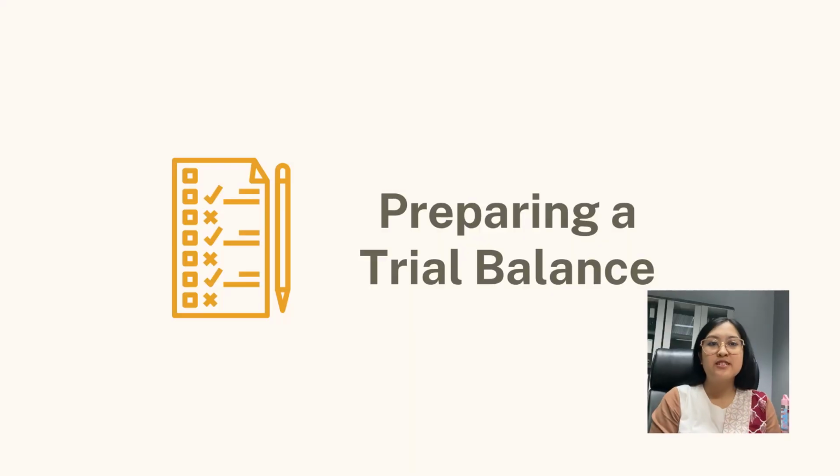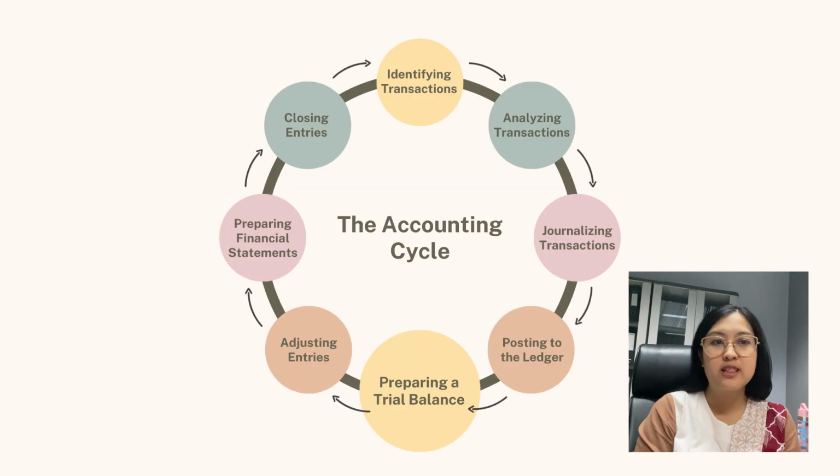Fifth, preparing a trial balance. A trial balance is a list of all ledger account balances to ensure that the debits and credits are equal. If they don't balance, it indicates an error that needs to be corrected.